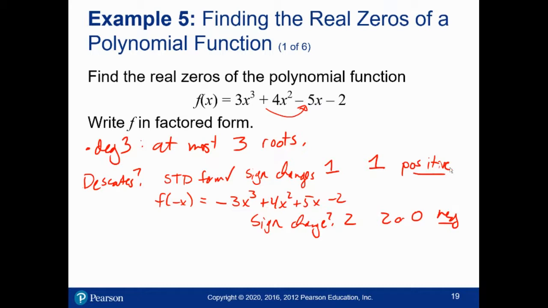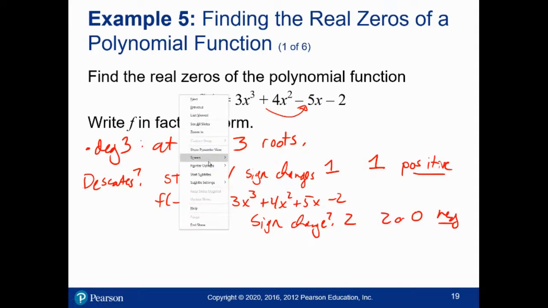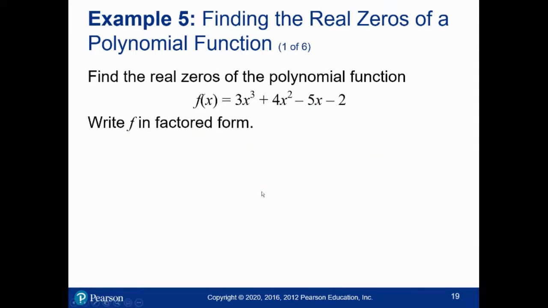Okay. So I'm going to clear this out to save some space, and then we're going to move on to the rational roots theorem. So what we found so far, and I'll put it up here, the number of positive roots has to be exactly 1. The number of negative roots is either 2 or 0. Okay, now let's apply the rational root theorem.